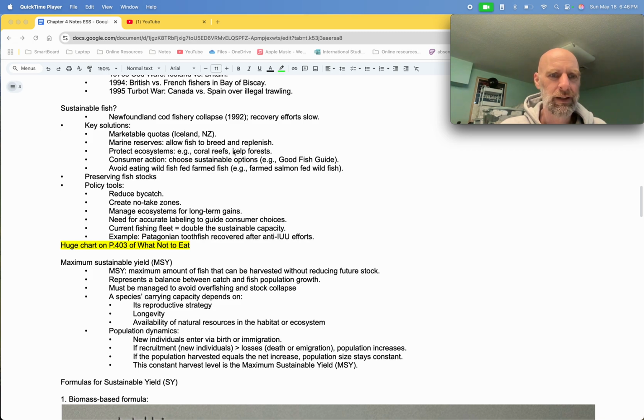So, need for accurate labeling to guide consumer choices. Current fishing fleet equals double the sustainable capacity. So, unfortunately, we need to start shifting away from that. An example is the Patagonian toothfish, which recovered after anti-IUU efforts.